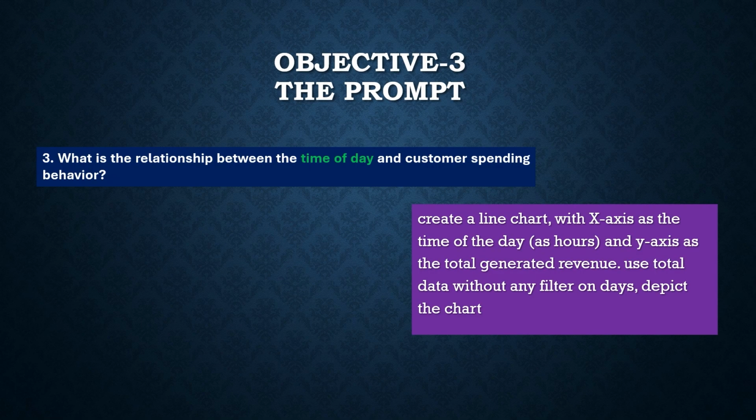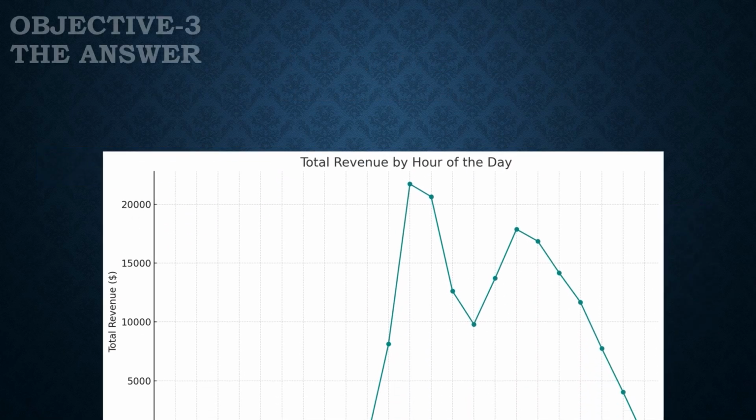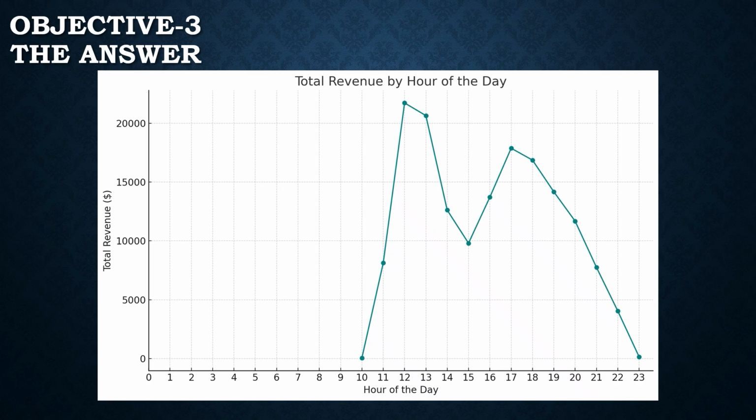For the third task, I use ChatGPT. I'm looking for a relationship between time of the day and customer spending. So I gave ChatGPT a specific prompt. I asked it on the x-axis and y-axis what to display and the line chart I'm looking for. And as you can see, this is the result. The chart shows some interesting behavioral notes about the customers.